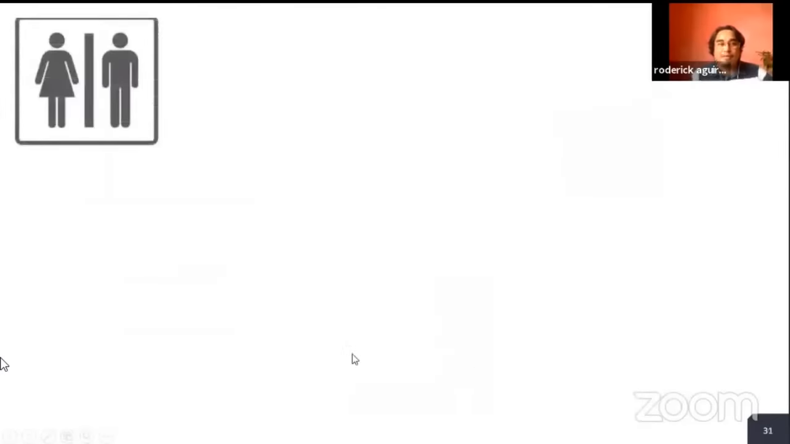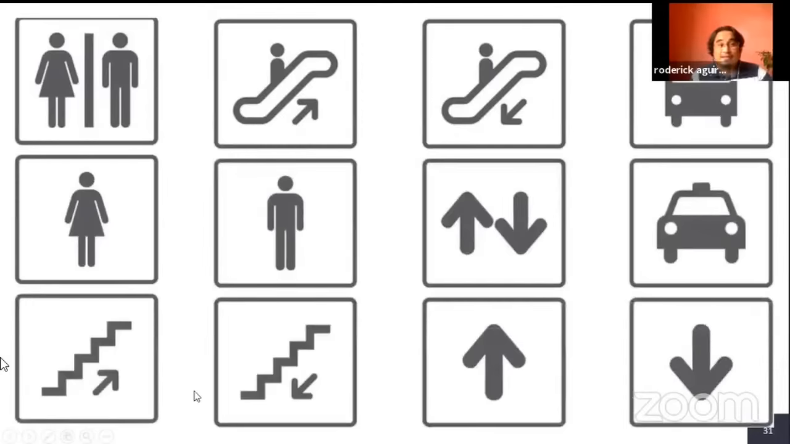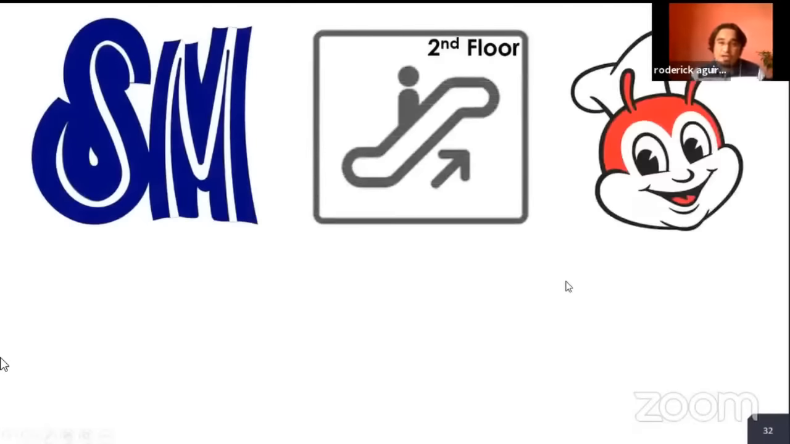Let's have an example. Halimbawa, ito po yung mga sample po natin kanina. Gamitin po natin sa promoting literacy. So we can use these pictures by grouping them together and then helping our students come up with statements like, okay, we have the SM logo and we have an escalator going up to the second floor, and then we have Jollibee. Since directionally po natin ay left to right, yan po ay isang idea or sentence. So create a sentence out of this.